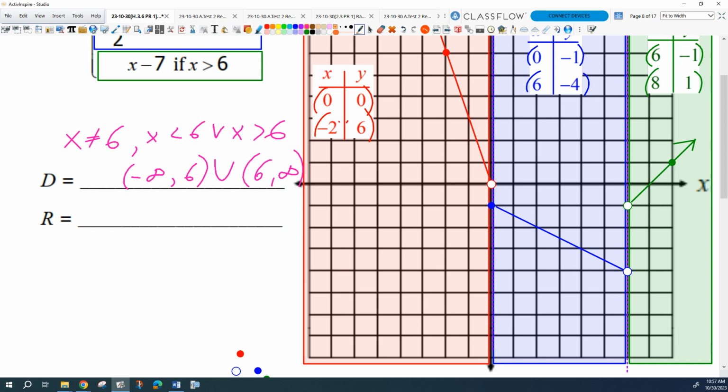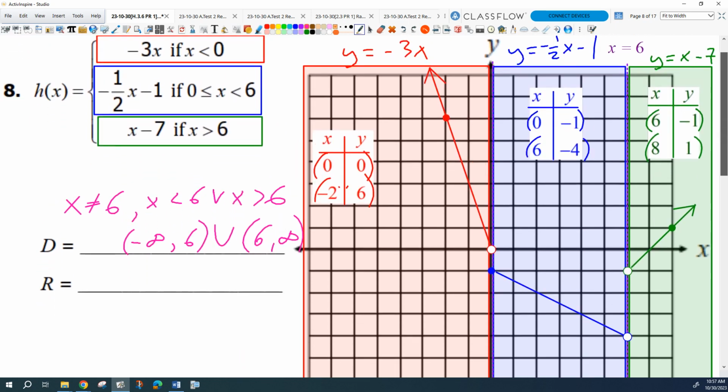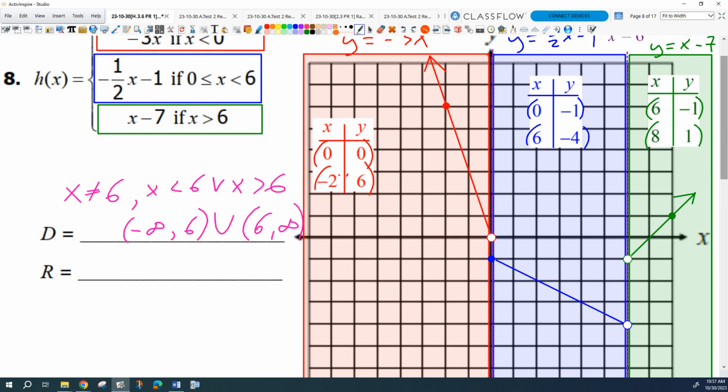Good. Okay. How about the range then? We haven't dealt with the range yet. So if we project all this stuff onto the y-axis, everybody agree we're going to get this from the red piece, right? How about from the blue piece? What's that going to look like as a line segment on the y-axis? Okay, it's going to go from -1 down to -4.